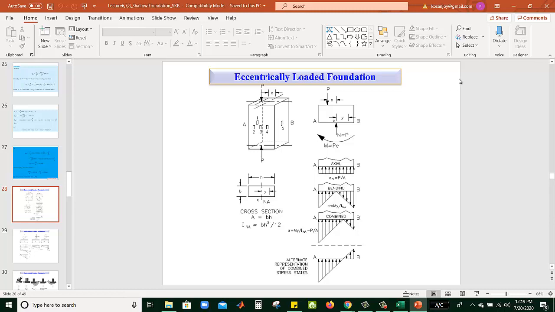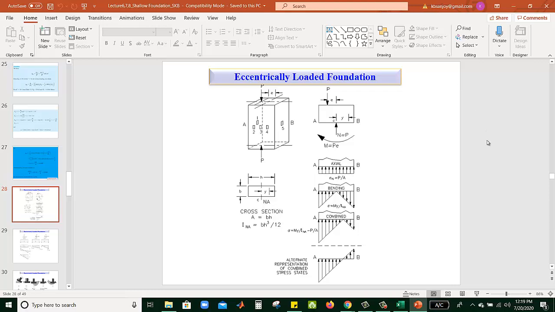So we have been discussing the eccentrically loaded foundations. We just had the introduction. What is eccentric load, and why do we need to study it? With a recap, I will discuss more about it.